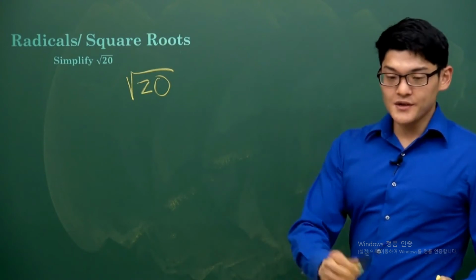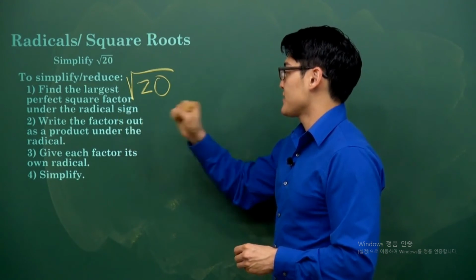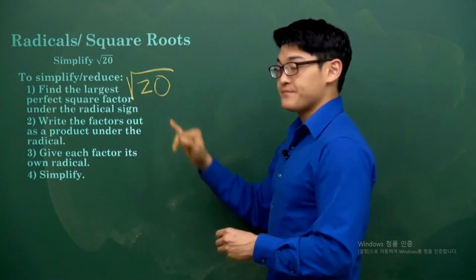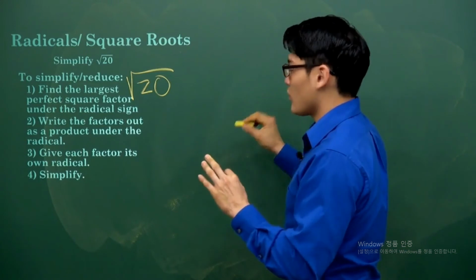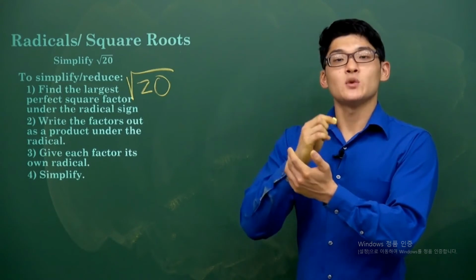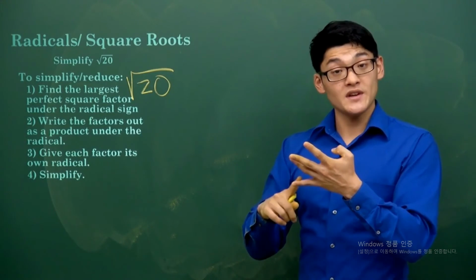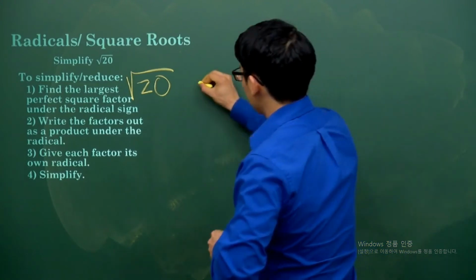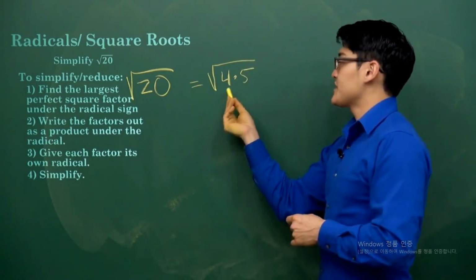Okay, so these are the steps that you need. Find the largest perfect square factor under the radical sign. So what's the largest square factor we can have out of 20? If you're thinking of the perfect squares, they are 4, 9, 16, 25. You can think, it's 2 times 2, which is 4. 3 times 3 is 9. 4 times 4 is 16. 5 times 5 is 25, and so on. Those are perfect squares. So another way of writing it is 4 times 5, because the largest perfect square is 4 in this case.